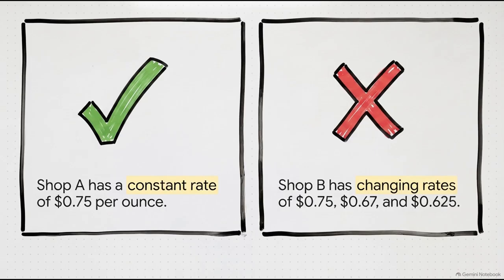The very second that quotient changes from one row to the next, the investigation is over. It is absolutely not a proportional relationship.